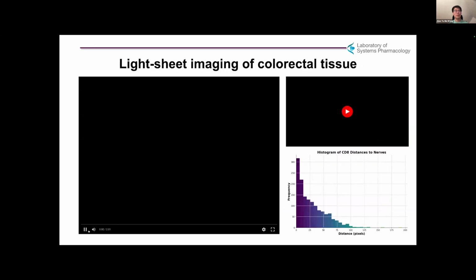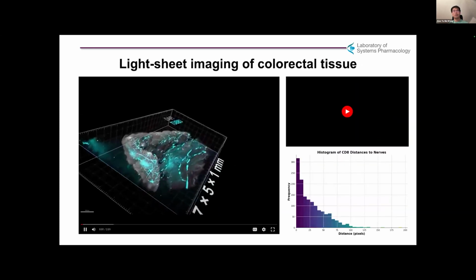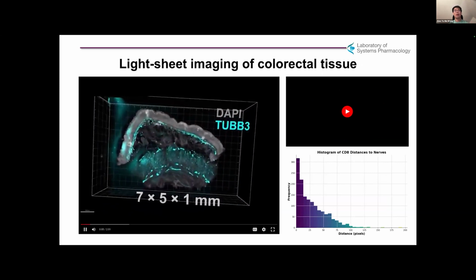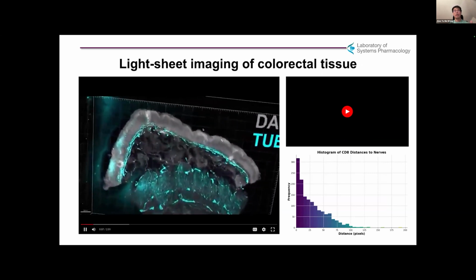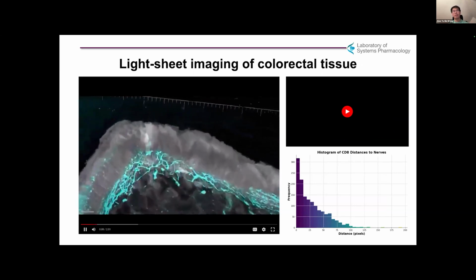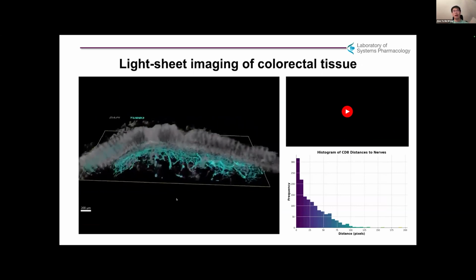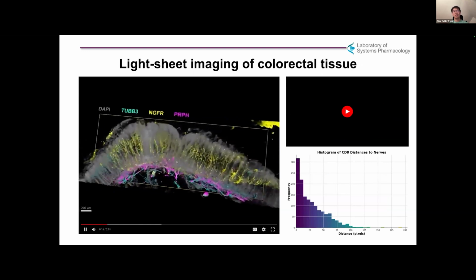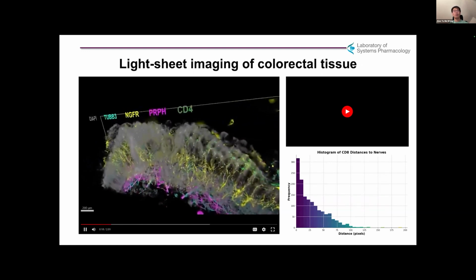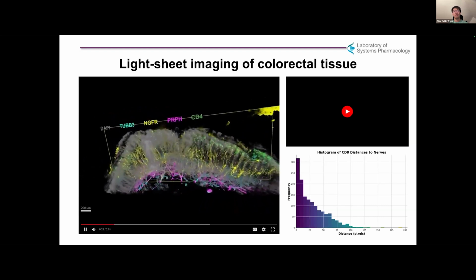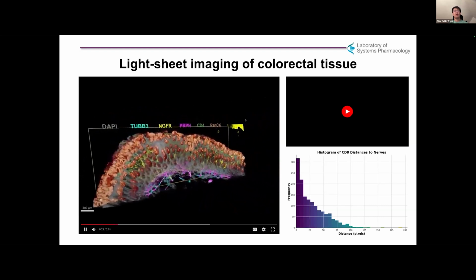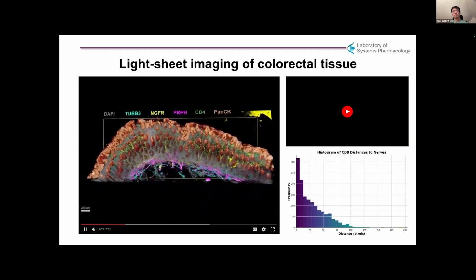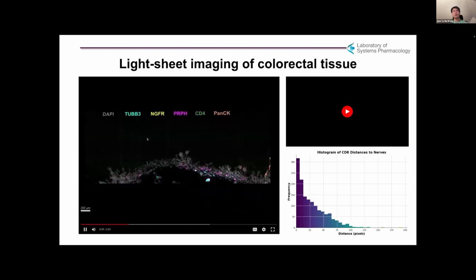And so we have demonstrated this on a piece of healthy colon tissue and registered several channels together. So this is like a 7 by 5 millimeter tissue. Here I've registered a small ROI just for clarity. You can see all the nerves at the submucosa, and then also going up into the individual villi. Also see the insides of keratin and where they're distributed along the villi here.